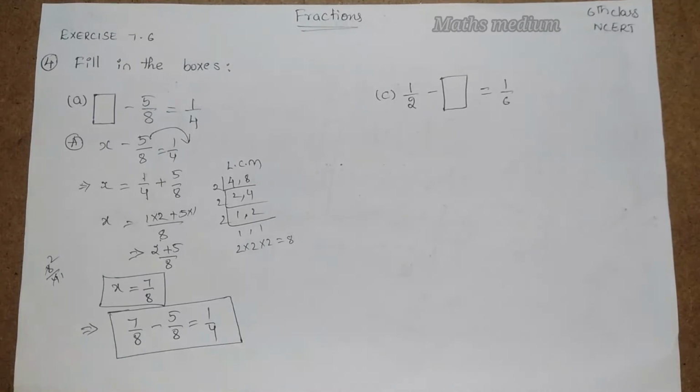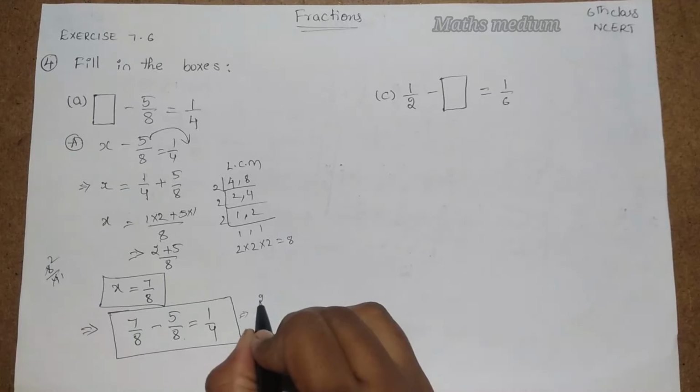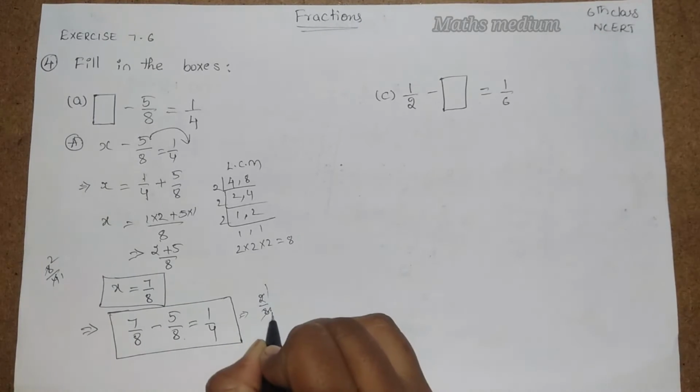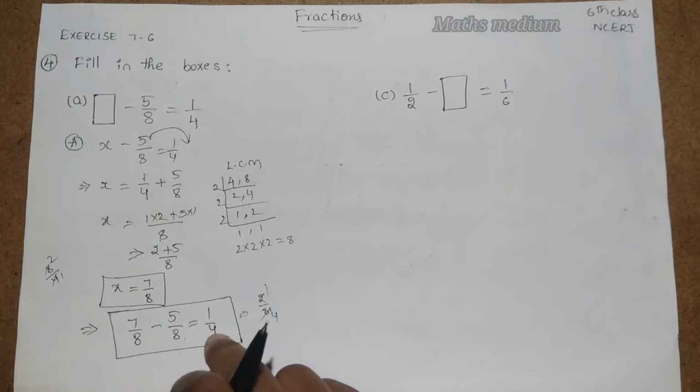From this, see here, these are like fractions, so 8 is the common denominator. 7 minus 5, that is 2. So 2 by 8. 2 1s are 2, 2 4s are 8. So that's why 1 by 4. This is the correct answer for this question.